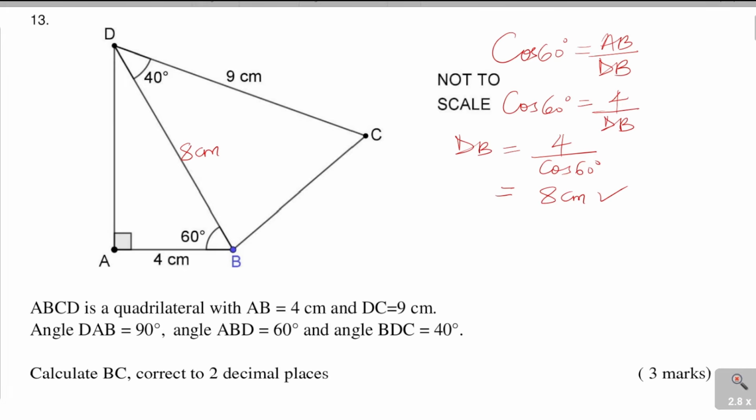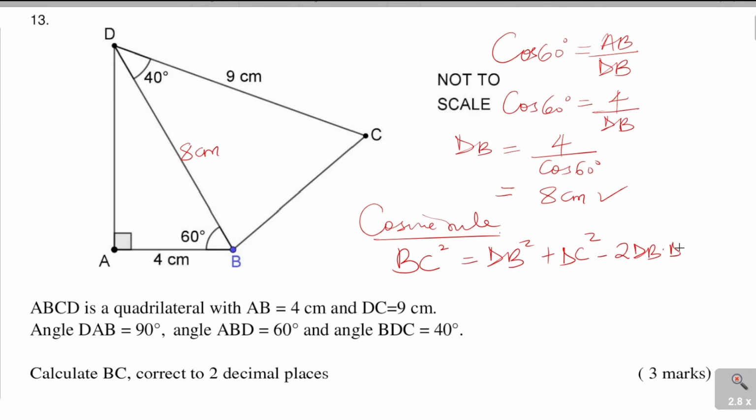Now after getting DB, considering triangle DBC, having two sides and an included angle, we can use the cosine rule to get BC. So by the cosine rule, BC squared is equal to DB squared plus DC squared minus 2 multiplied by DB multiplied by DC cosine of angle D. So that is the cosine rule.